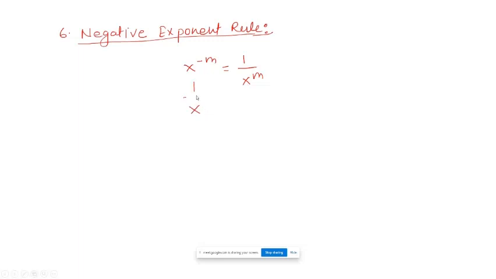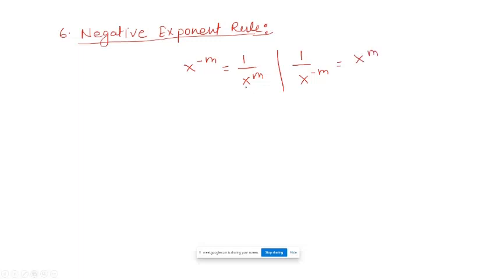Now you have 1 over x to the power minus m. Look at it: when you have minus m here, x to the power minus m changes to 1 over x to the power m. Now we have a denominator here, 1 over x to the power minus m. So it can be changed to x to the power of m. Understand?